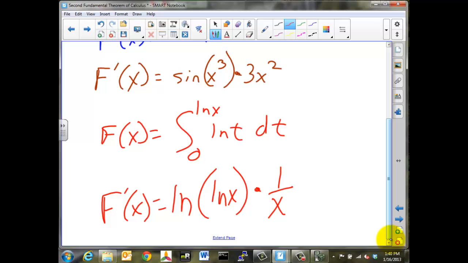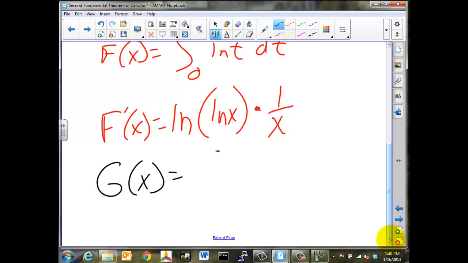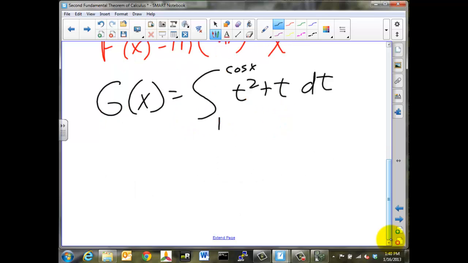Okay, we're going to do one more because y'all haven't convinced me it's clear yet. I think you're telling me untruths. From 1 to cos x of t squared plus t dt. What is g prime of x?